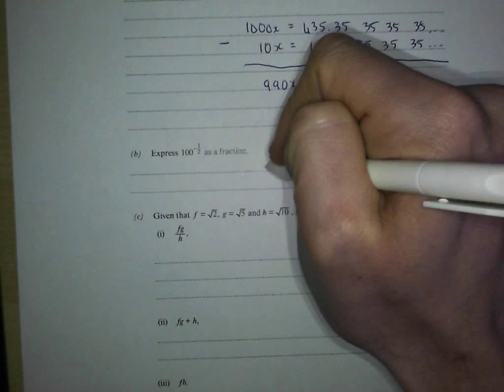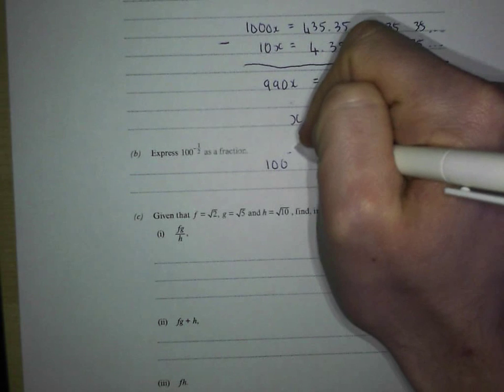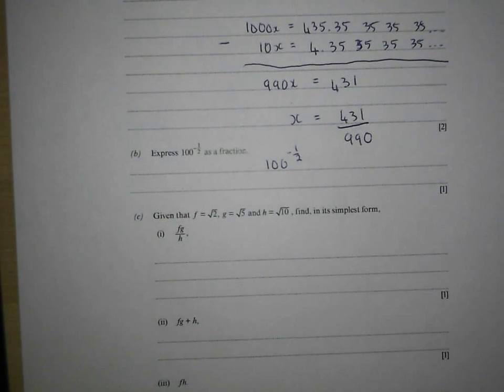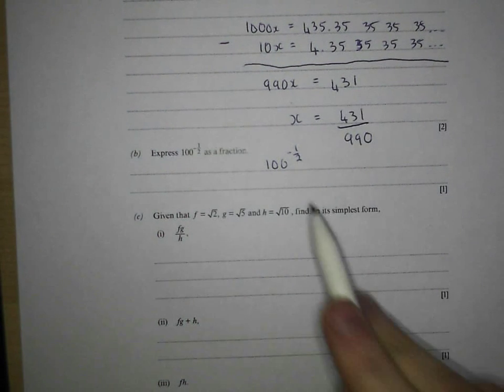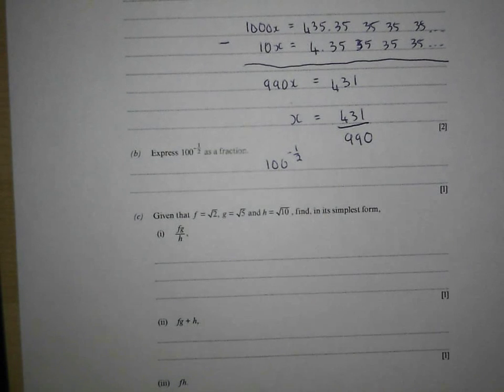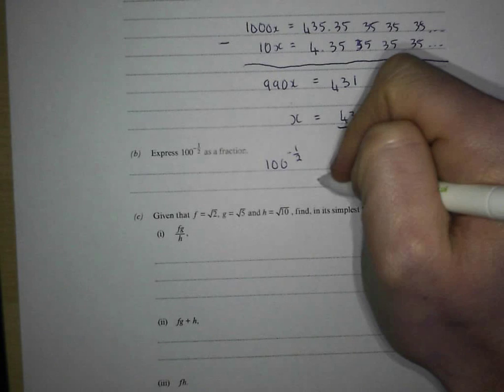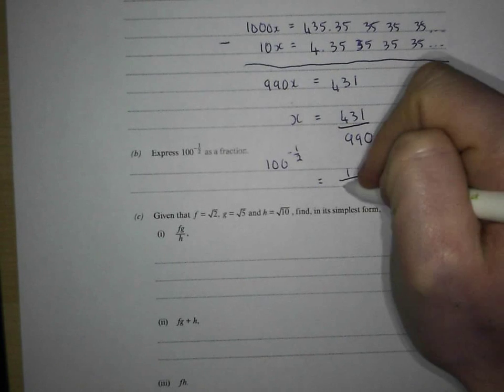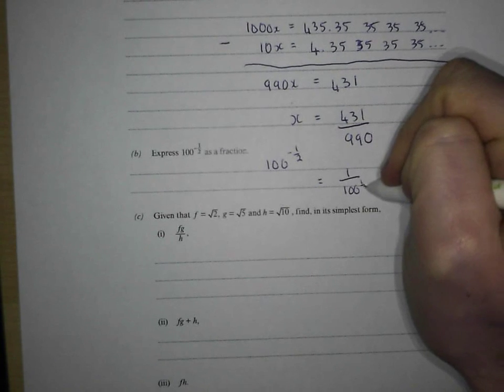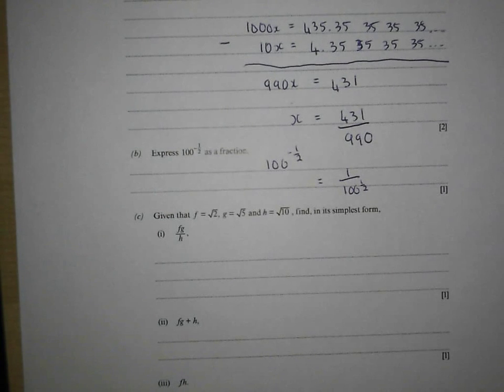Look at this one. Express 100 to the power of minus a half as a fraction. So you've got to know what the minus means, and you've got to know what the half means. The minus means reciprocal. So rewrite that straight away as 1 over 100 to the power of a half. And then what does the half mean?